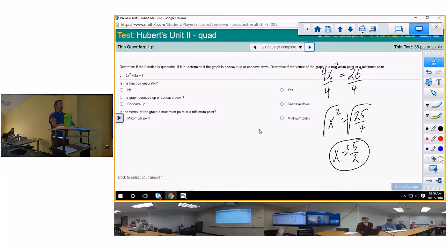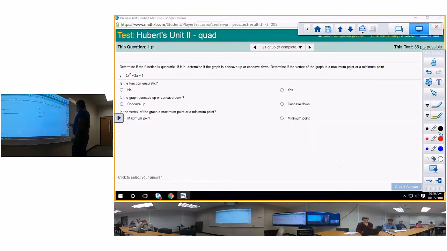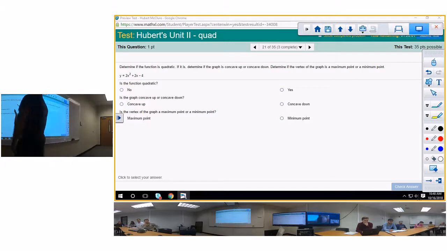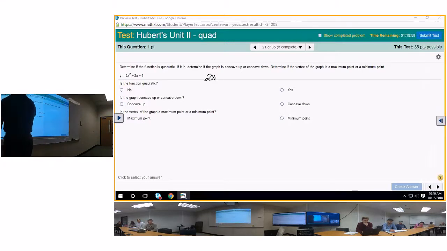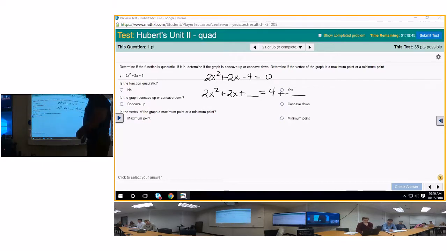There's one. 2x squared plus 2x minus 4. Just ignore the directions. Ignore the question. I want you to do everything. So, 2x squared plus 2x minus 4 is equal to 0. 2x squared plus 2x plus blank is equal to 4 plus blank. All right, get started on it.